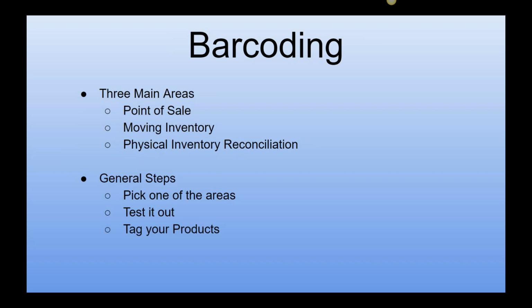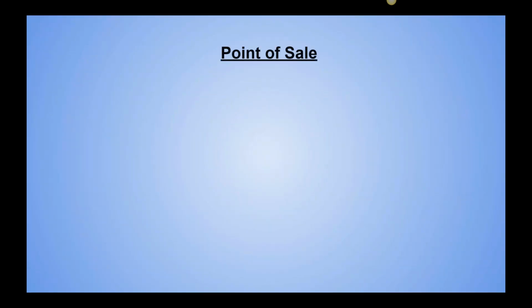So you pick one of these, then you test it out. And then after that, you're going to go and put the tags with the barcodes on the things. We're not going to do the tagging part until you know it's going to work for you. Then the last step is you're going to go buy the equipment. So these are the general steps you're going to use in implementing one of these three different areas to start off with. Okay. So let's start with point of sale.